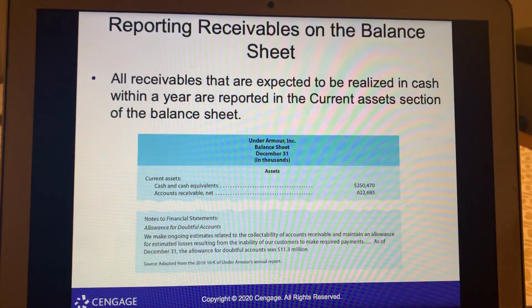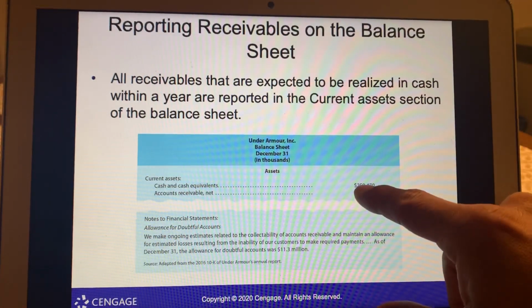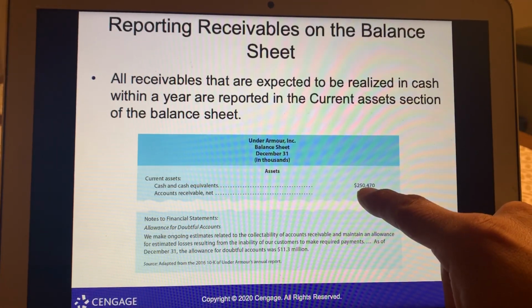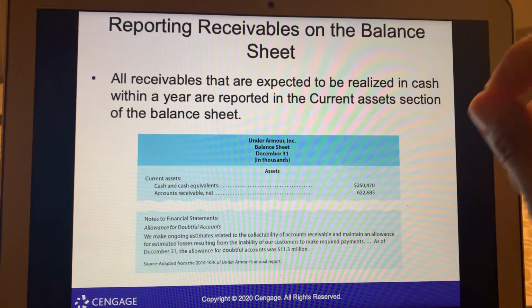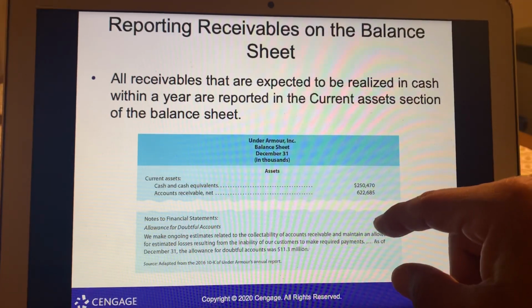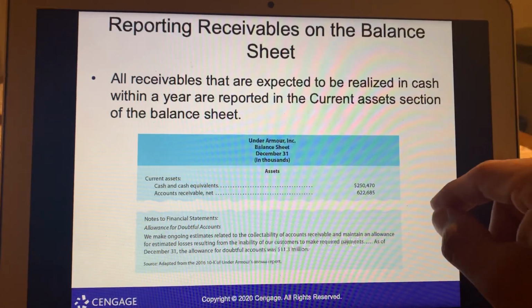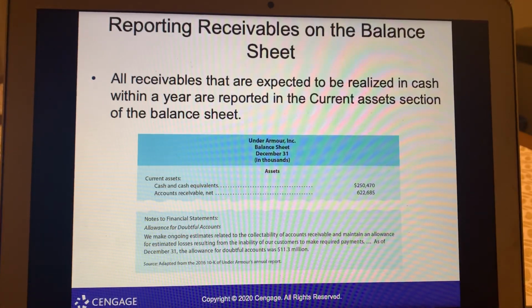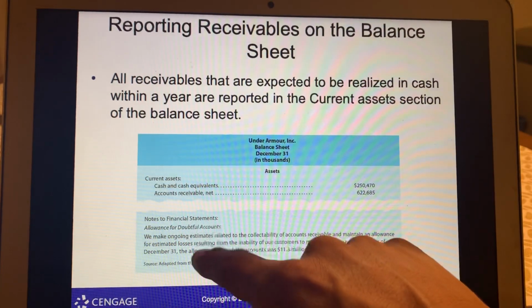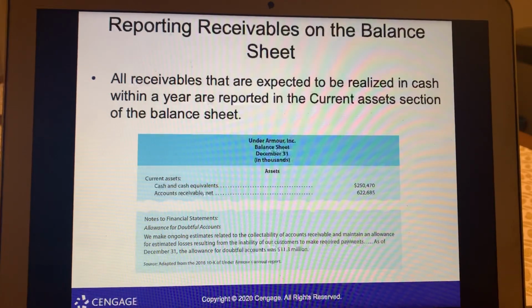Let's see, so reporting receivables on the balance sheet. This is what it would look like. Our current assets: cash and cash equivalents, $250,470. Account receivables, net. Keep in mind, net means that's the account receivable minus our allowance for doubtful accounts. $622,685. Okay, all right, moving on. Note to financial statement: there'll be a note on there as well, and you'll just explain what that is.